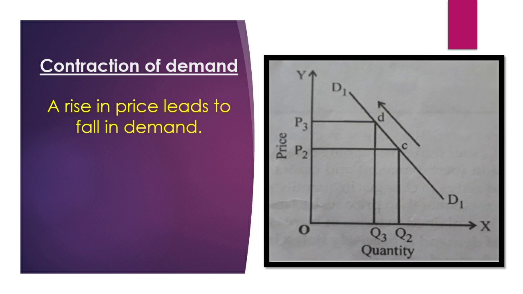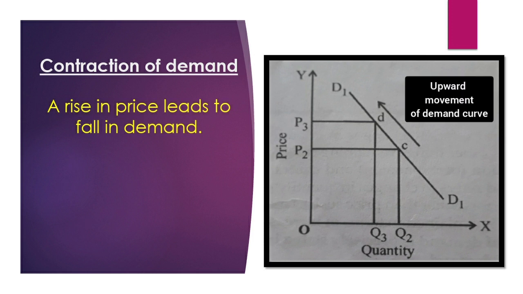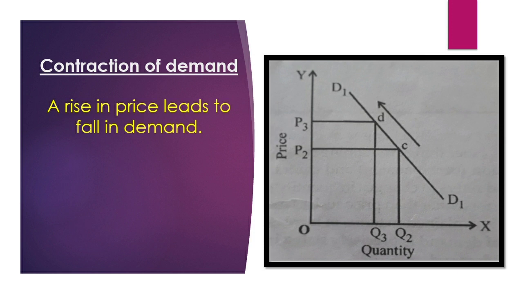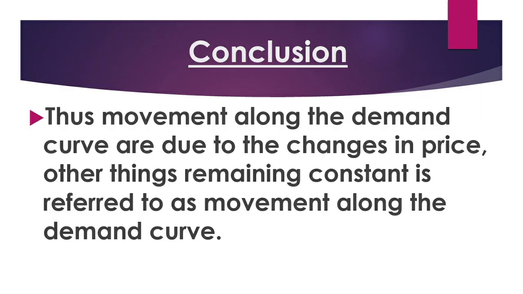Therefore, we see that the demand curve is having an upward movement from initial point C, it moves upwards to D. Therefore, here the quantity demanded has decreased because of the increase in the price. This is referred to as a contraction of demand. With this, we come to the conclusion of movement along the demand curve, in which we understand that because of the changes in price, there is a change in the quantity demanded, which affects the movement along the demand curve. All the other factors remain constant.